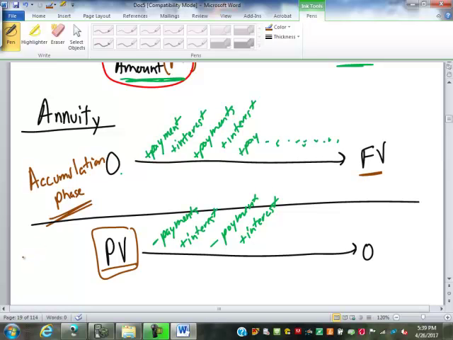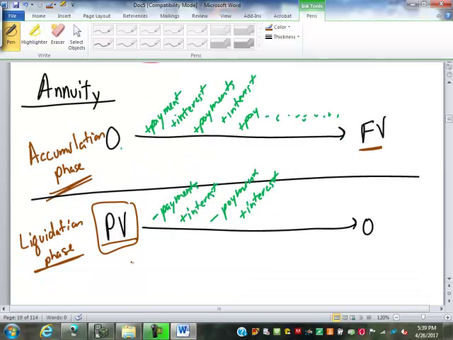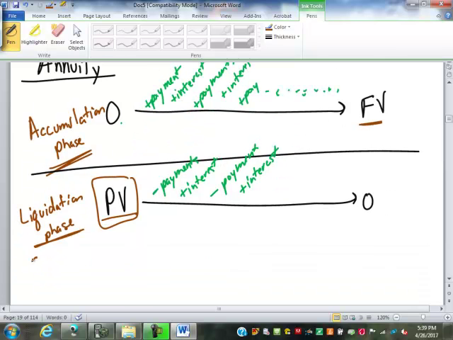This would be called the liquidation phase. If you're looking at an investment that you're drawing money out of, this would be the liquidation phase. You're pulling money out of it. Or if you're looking at a loan, it's called a sinking fund.